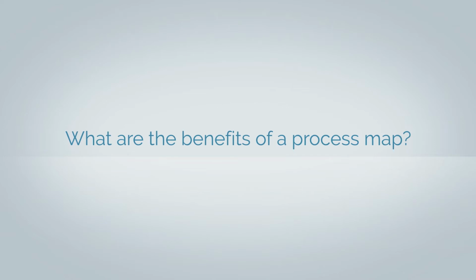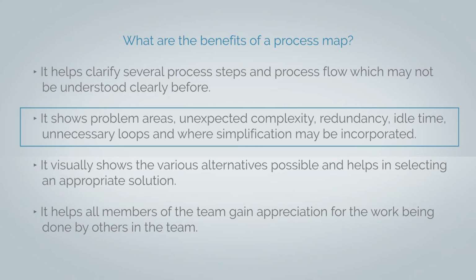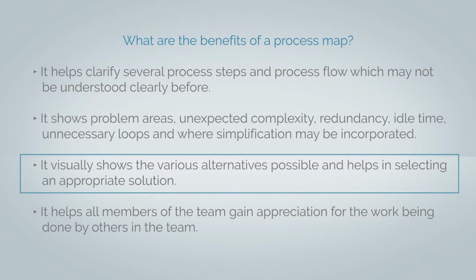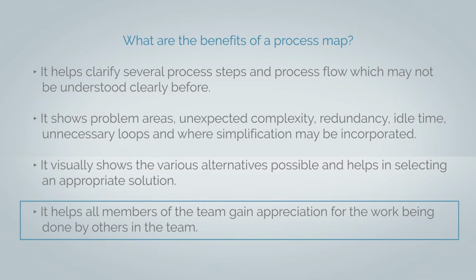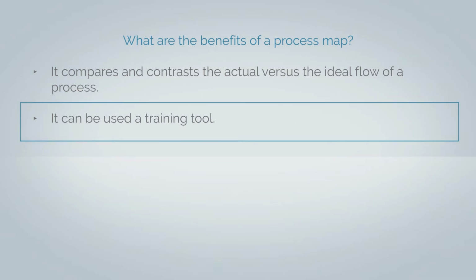What are the benefits of a process map? First, it helps clarify several process steps and process flow, which may not have been understood clearly before. Second, it shows problem areas, unexpected complexity, redundancy, idle time, unnecessary loops, and where simplification may be incorporated. Third, it visually shows the various alternatives possible, and helps in selecting an appropriate solution. Fourth, it helps all members of the team gain appreciation for the work being done by others in the team. It compares and contrasts the actual versus the ideal flow of a process. And last, it can be used as a training tool.